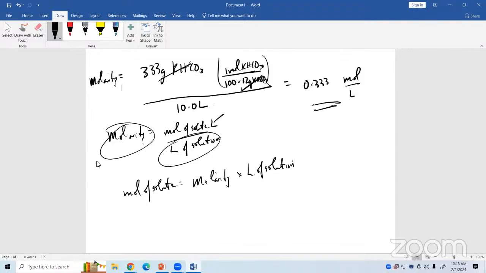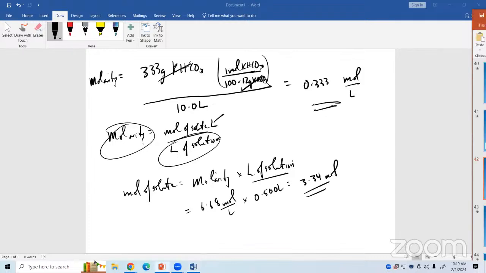So the molarity is equal to 6.68 moles per liter multiplied by the volume of the solution, which according to the question is 0.500 liters. According to my calculation, this will work out to be 3.34 moles. And that's basically how you'd answer that problem. Any questions about this one? All right.